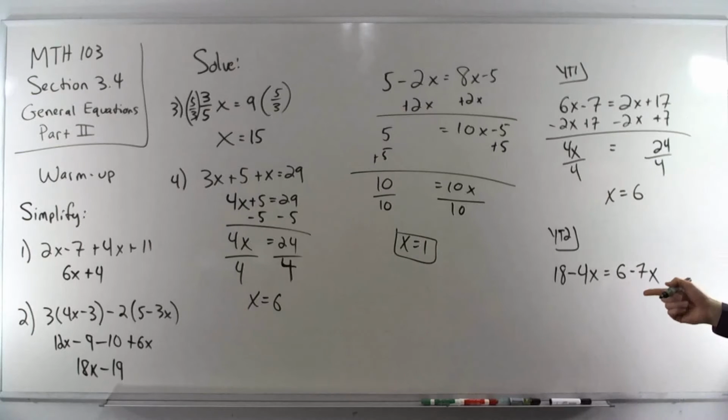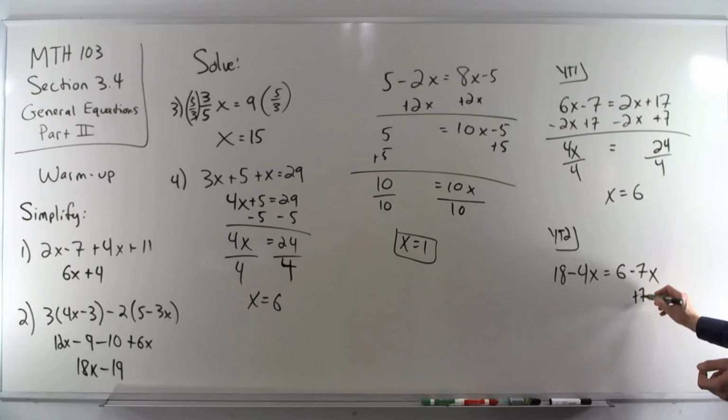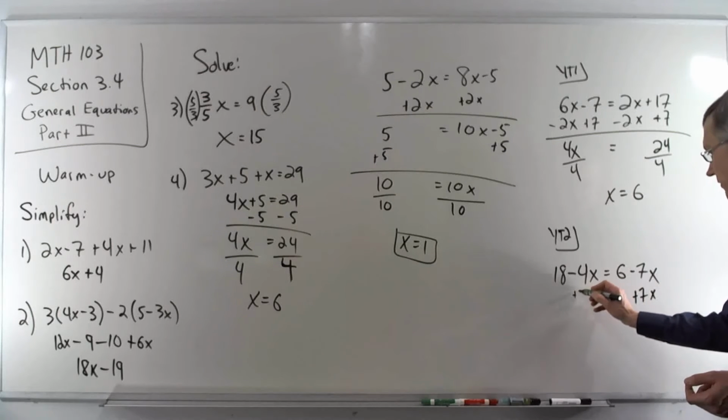Now if you go to number 2, we have a little different situation where both the x terms are negative. So in this case, I want to add the bigger of the two. If I add the smaller of the two, if I only add 4x to each side, I'm still going to get negative 3x over here. Again, trying to avoid that negative coefficient. So instead, I'm going to add 7x here and 7x here.